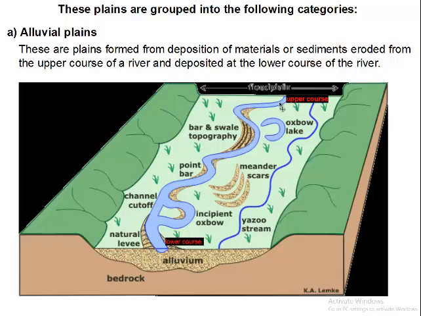So let's take this blue illustration here as the river. This is the upper course and this is the lower course. So when materials are eroded from the upper course and deposited at the lower course, they are called alluvial plain. These kinds of plains are very rich when it comes to nutrients and normally are very good for agricultural activities.